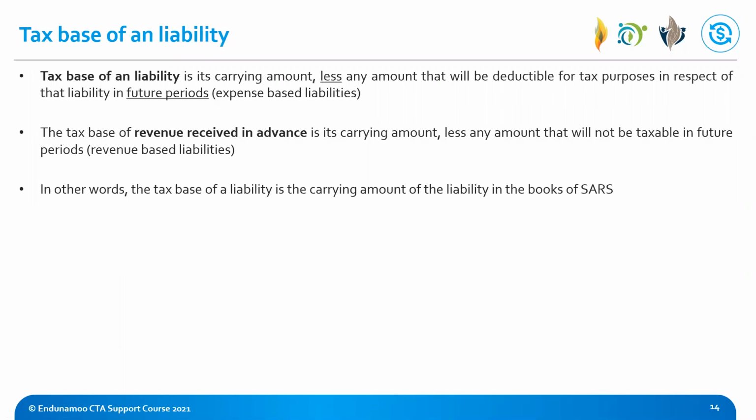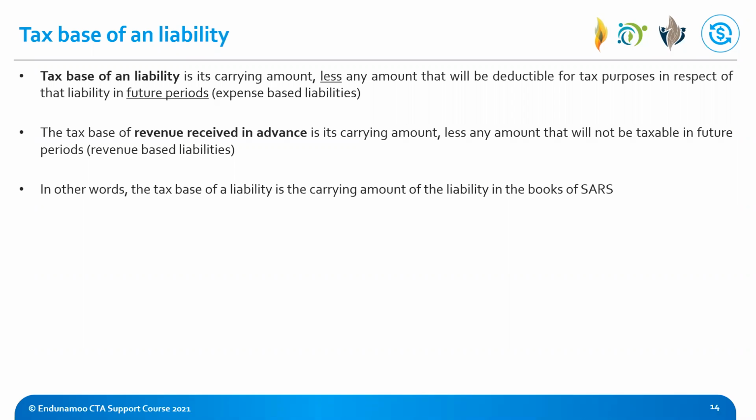Then, how about a tax base for a liability? A tax base for a liability is its carrying amount less any amount that will be deductible for tax purposes in respect of that liability in future periods. Okay, so the tax base of a liability is the carrying amount of that liability less amounts that are deductible in the future. So it is different from an asset. An asset was simply the amount deductible in future. Here, it is the carrying amount minus future deductions. And that is when we are talking about an expense or a cost-based liability.